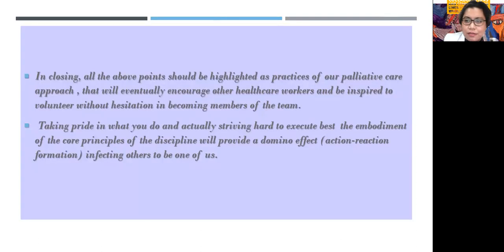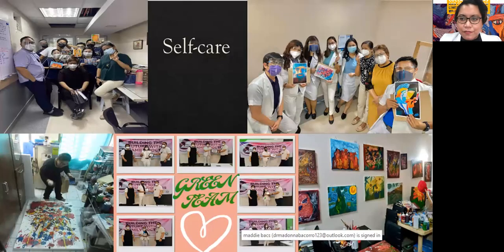So in closing, all the above points should be highlighted as practices of our palliative approach that will eventually encourage healthcare workers to be inspired to volunteer without hesitation in becoming members of the team. Taking pride in what you do and actually striving hard to execute the best embodiment of the core principles of the discipline will provide a domino effect, the action-reaction formation infecting others to be one of us. So here is our self-care.